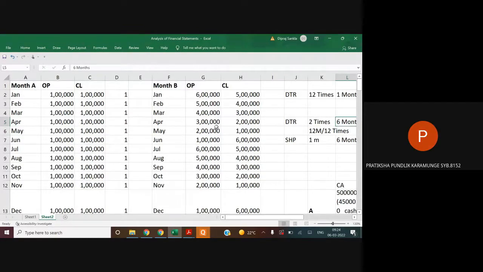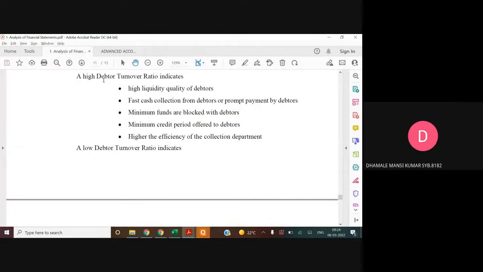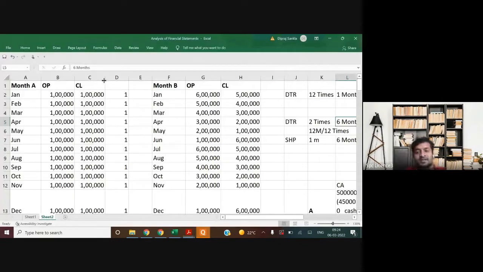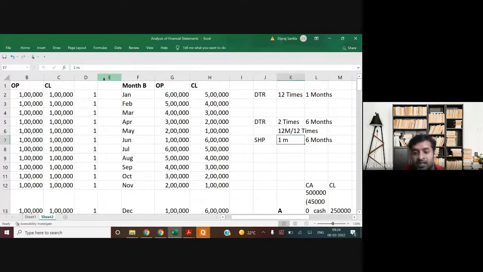Very good na? So you can test all those things by computing which ratio? Debtor turnover ratio. Higher the ratio, better is the prospect. Higher the debtor ratio, better is the prospect. Understood? Yes, sir. Okay, good. Now next thing I want you to learn is debtors collection period. मला सांगा, debtor collection period in A company is 1 month only na?